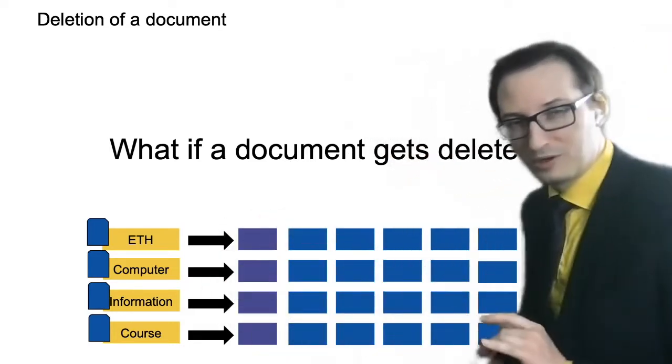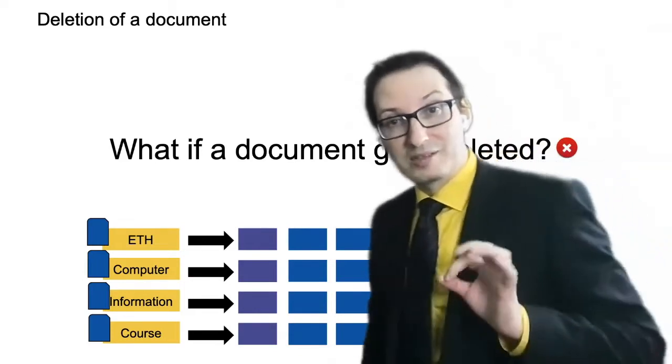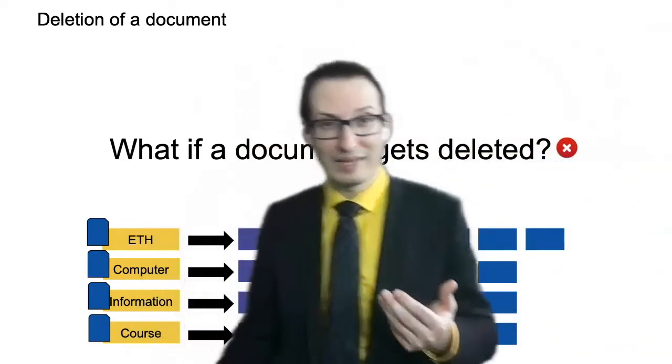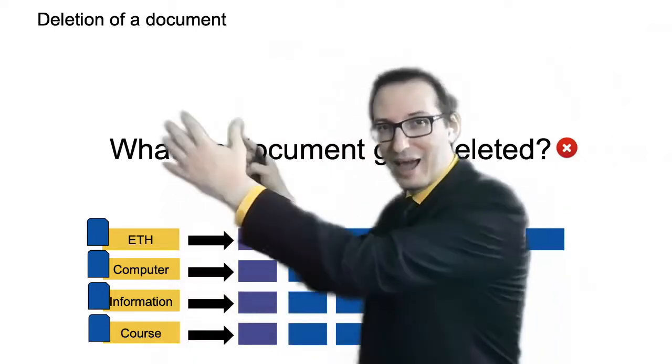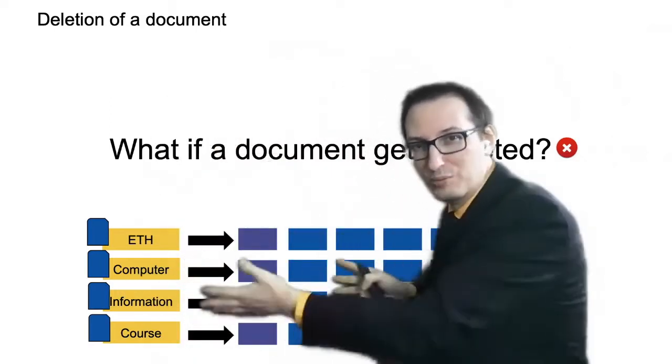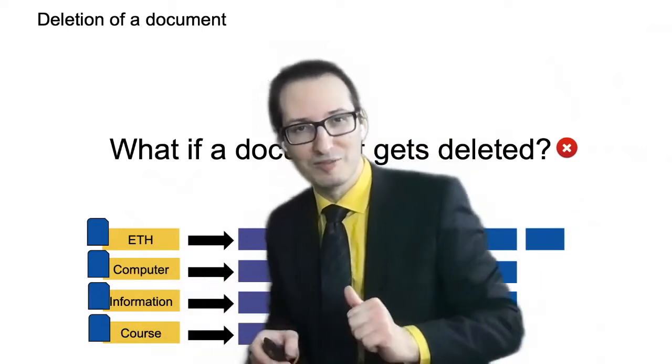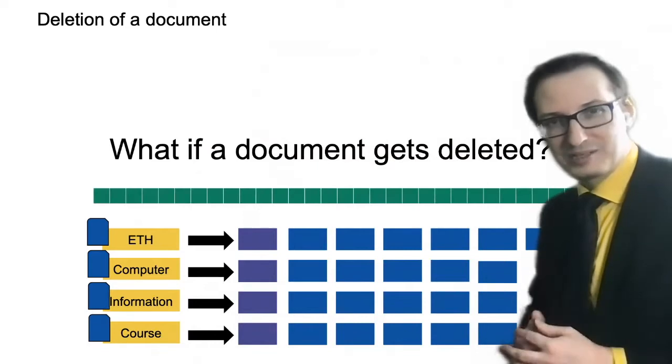We've merged it all on disk. What if a document gets deleted? How can I deal with it? Because all I can do is add things, right? I can add new things in memory, but I cannot remove things from disk, right? It doesn't work. It's not so easy. It would be inefficient. So what if a document gets deleted?